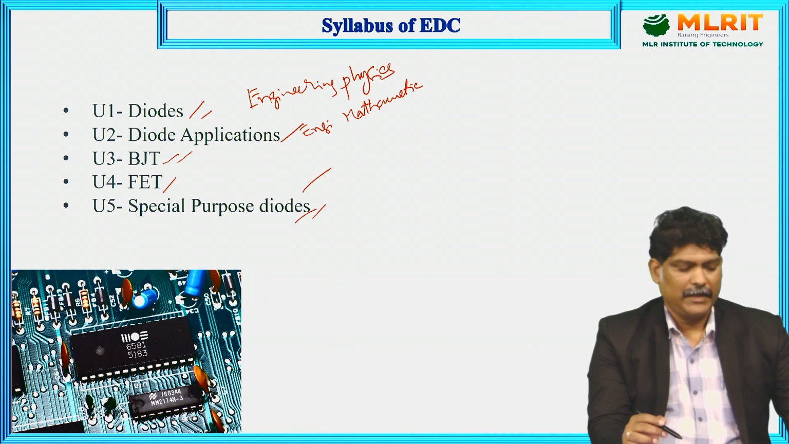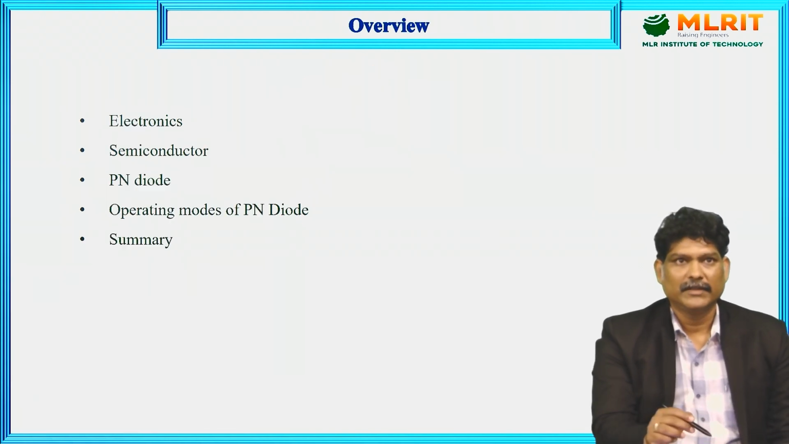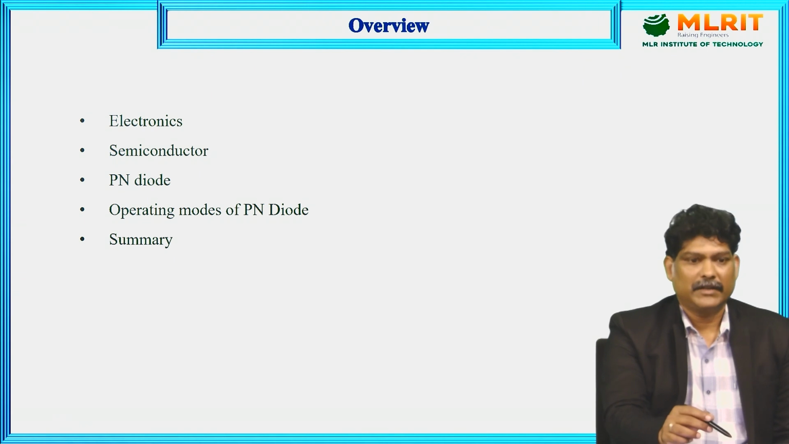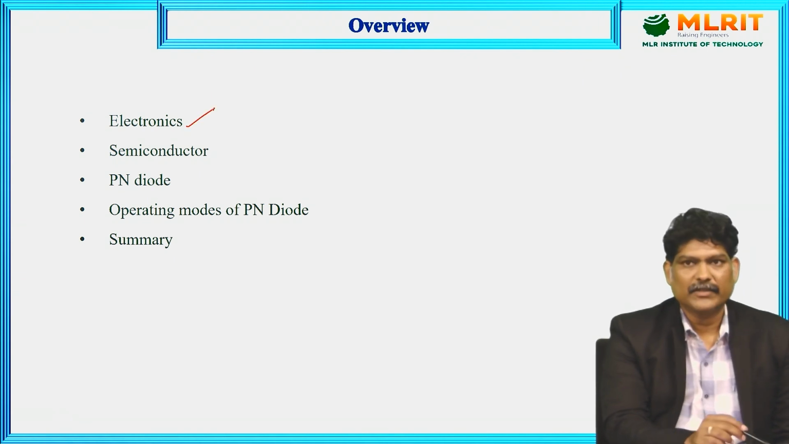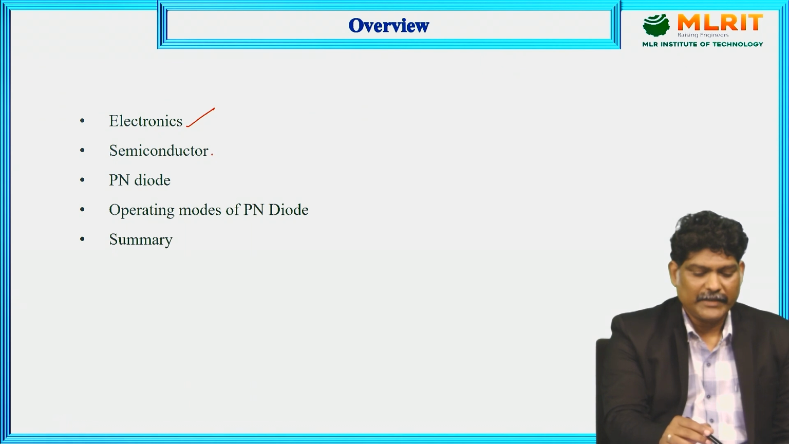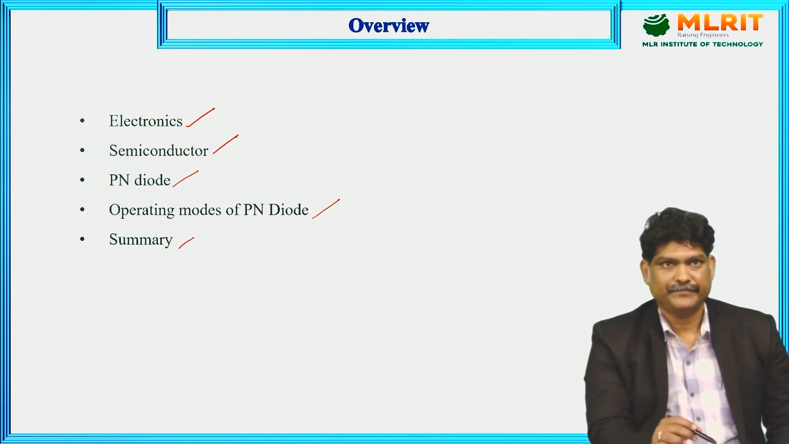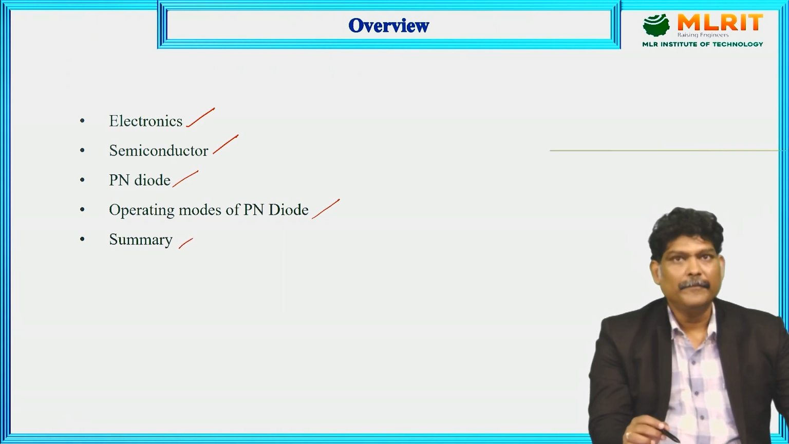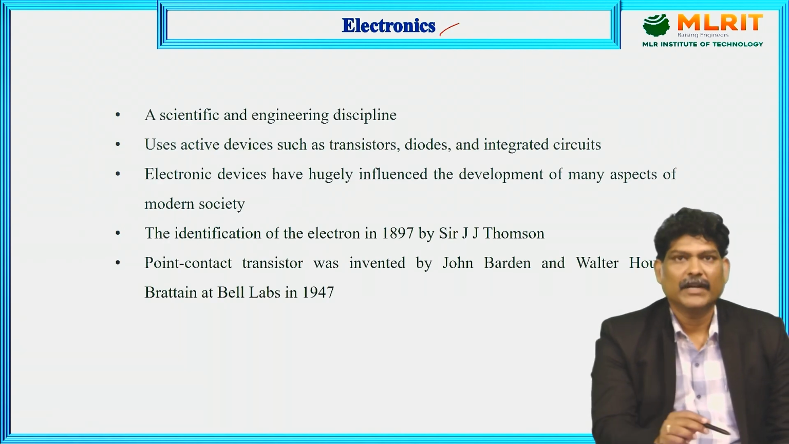So let us go to the overview of today's talk. Today I am going to discuss the importance of electronics, what is a semiconductor, what is a PN diode and its operating modes, and then conclude with a summary. So let us start with the first topic, that is electronics.